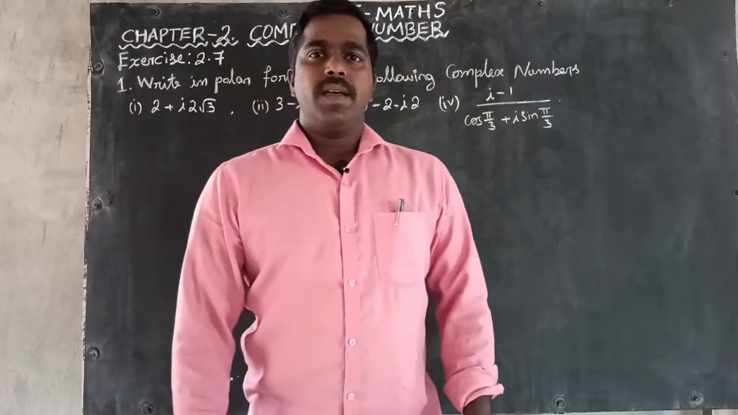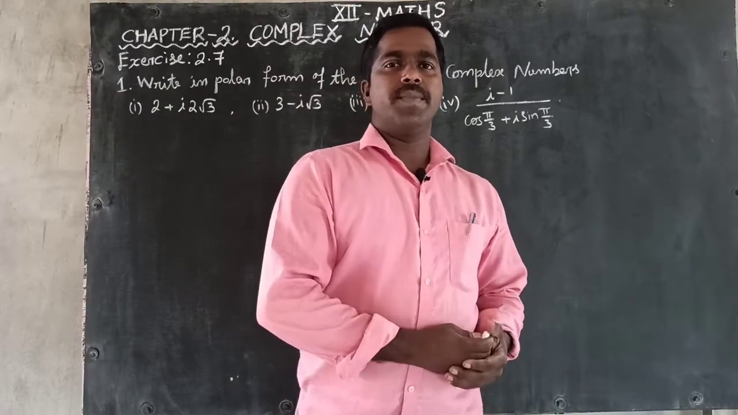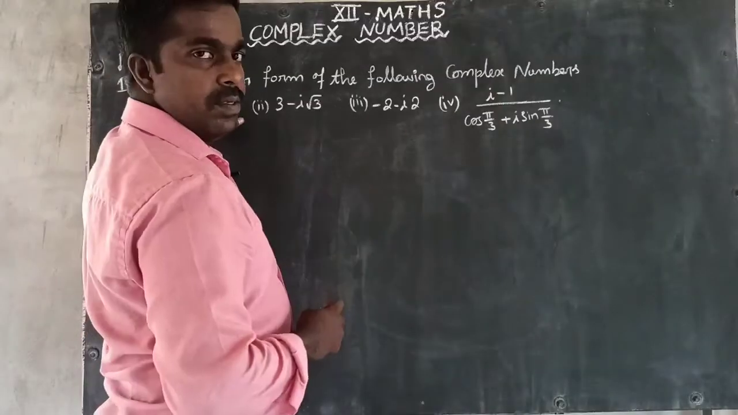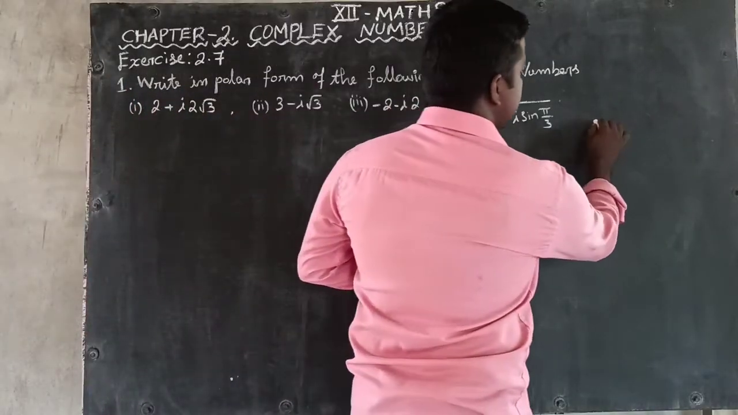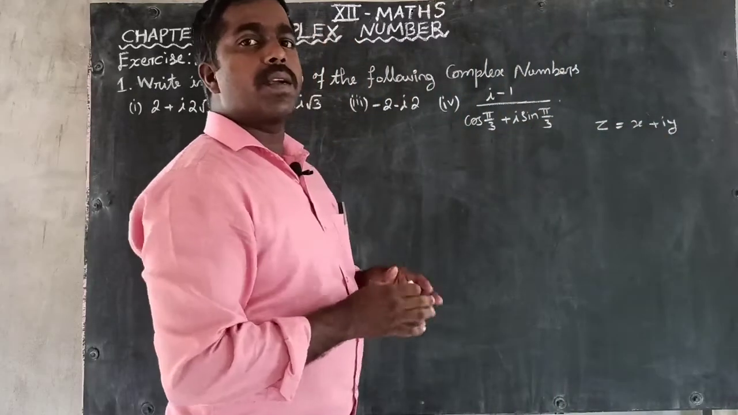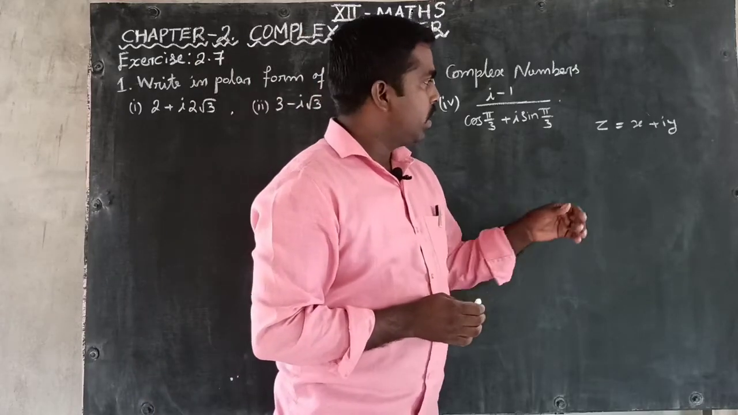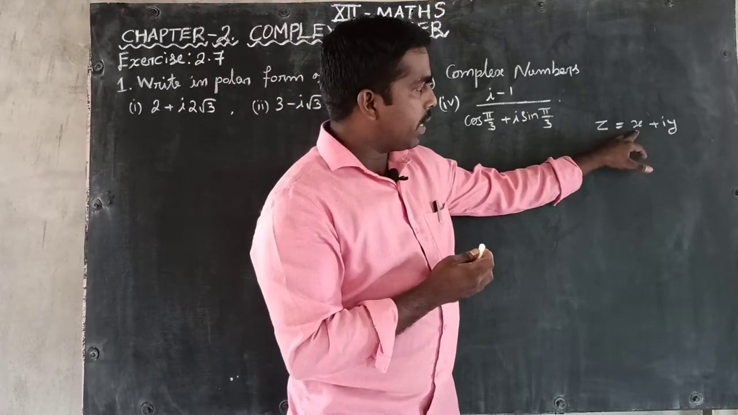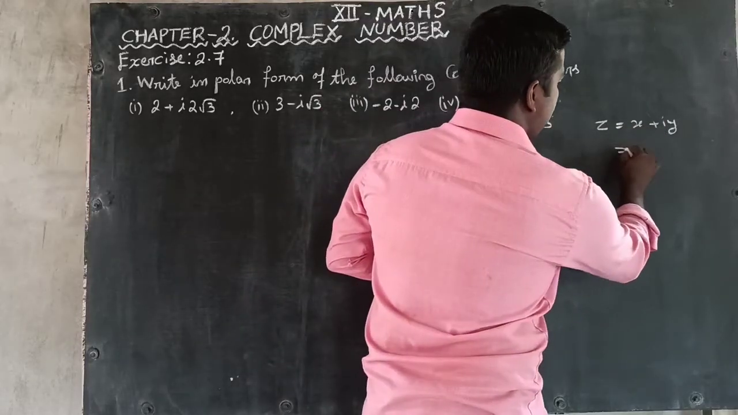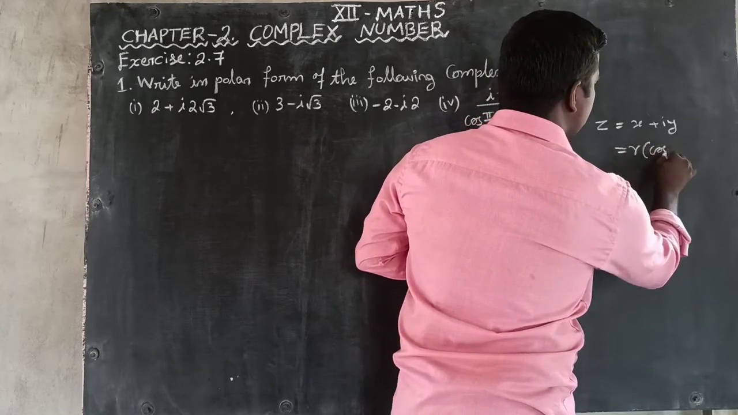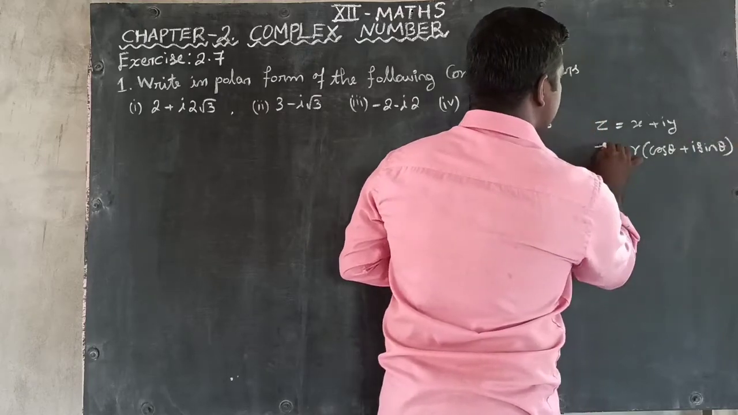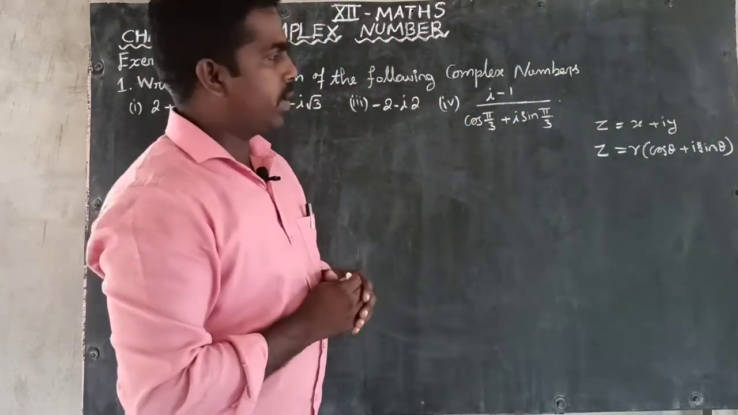Hi students, in the previous class you have learned about the polar form of complex numbers. z is equal to x plus iy. This is the rectangular form of a complex number. In this form we have the real part and imaginary part separately. In the polar form, z = r(cos theta plus i sin theta). This is the polar form of the complex number.